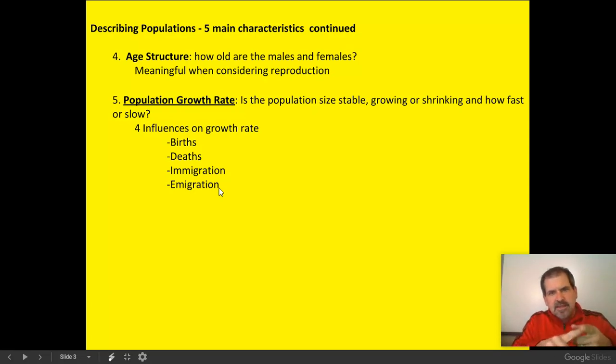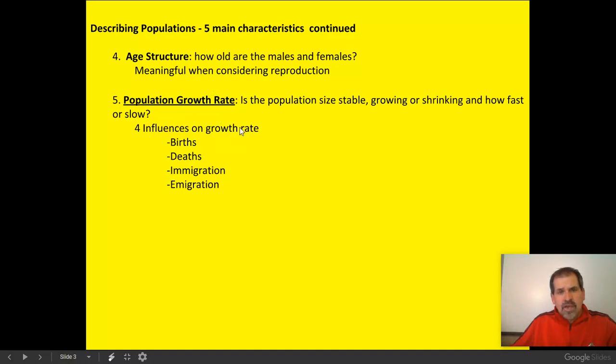A, what's the size? B, is the population getting bigger? Is the population getting smaller? And how fast is that happening? So is the population stable, growing, shrinking, and how fast or slow? Major considerations when it comes to population.